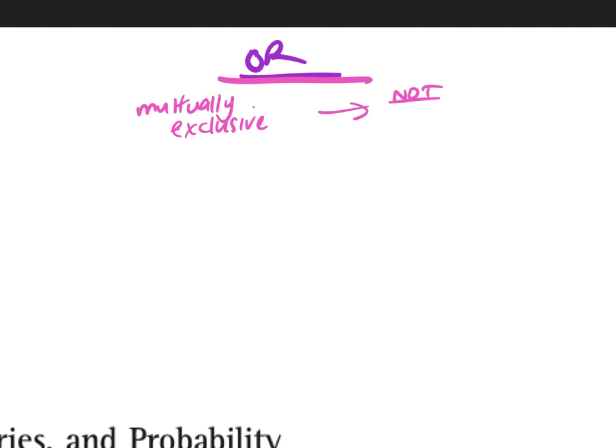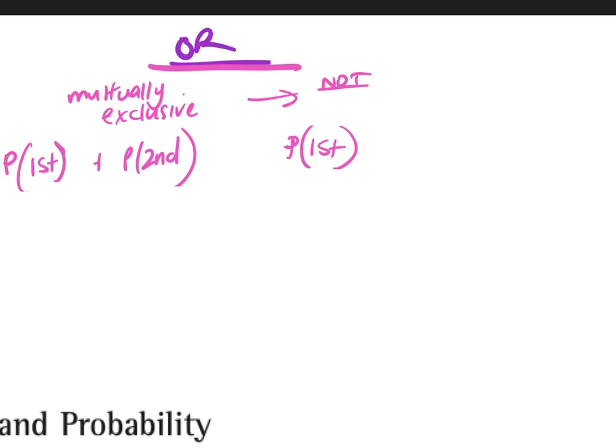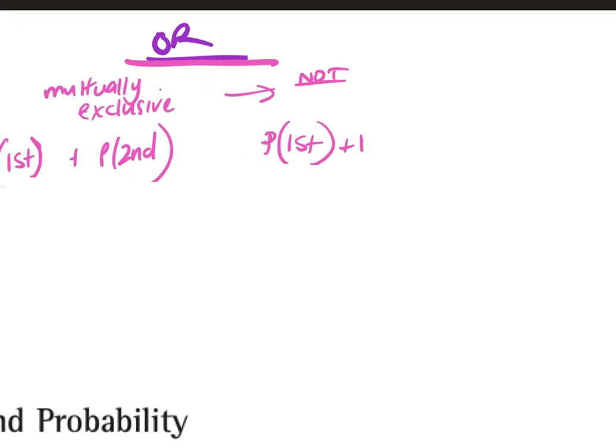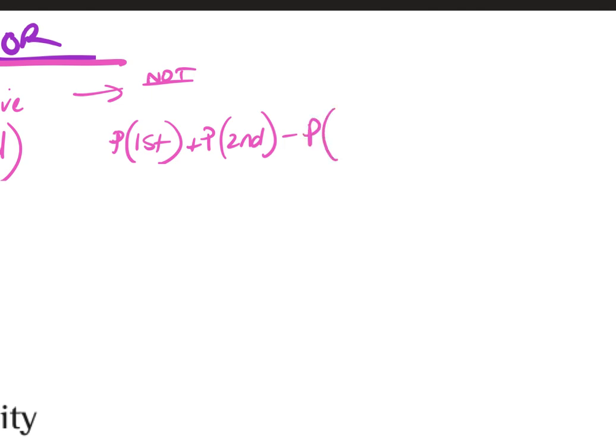If I said a heart and a club, can it be both things? No, a heart and a club, those couldn't be the same thing. That would be mutually exclusive. Mutually exclusive, you do the probability of the first thing plus the probability of the second thing. If it's not mutually exclusive, then it's the probability of the first thing plus the probability of the second thing minus the probability of the overlap.